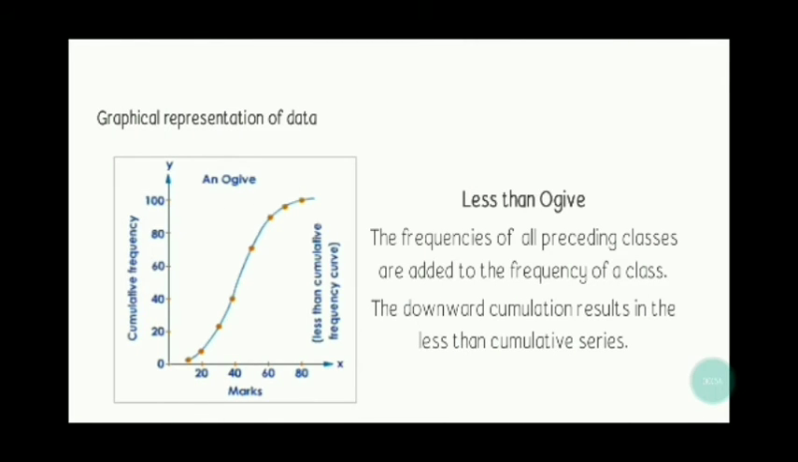So in the less than ogive, the frequencies of all preceding classes are added to the frequency of a class. This series is called the less than cumulative series. It is constructed by adding the first class frequency to the second class frequency, and then to the third class frequency, and so on. The downward cumulation results in the less than cumulative series.